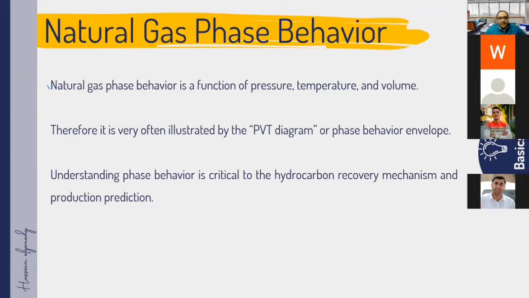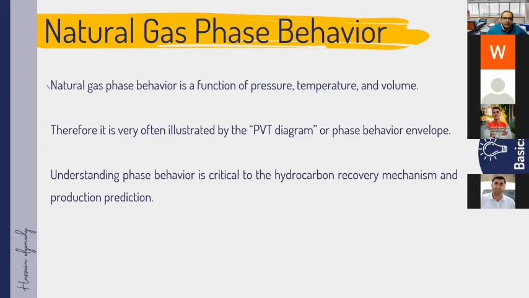There is a very important curve to know about, which is the phase behavior of the natural gas. The phase behavior of the natural gas is a relation between the pressure, temperature, and volume for each gas, and it's called a PVT diagram, or phase behavior envelope. And this phase behavior changes from one gas to another, from one reservoir to another. There is one phase envelope for each gas, different from the other gases.